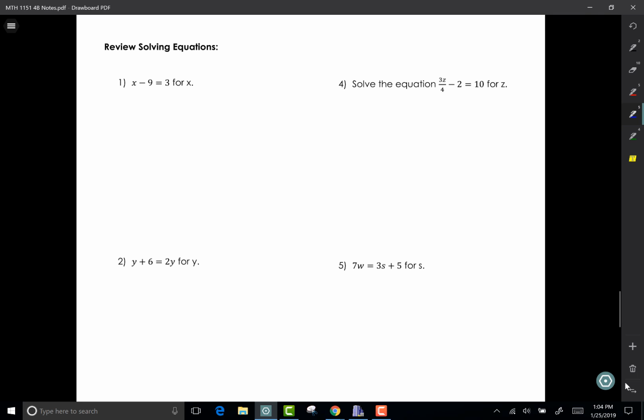Okay, so a quick review of solving equations. When I want to solve for x, I want to isolate x. So I need to get everything else by itself on the other side. So I want to get rid of this negative 9 and make it a 0. Well, the only way to do that is to add 9 to both sides.